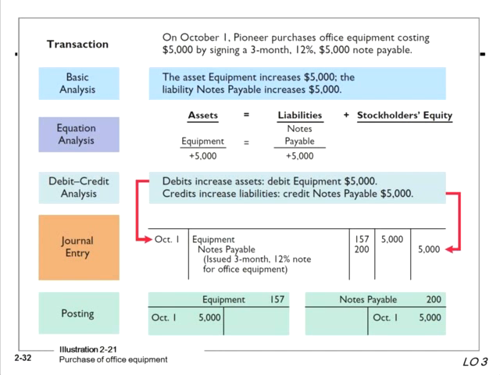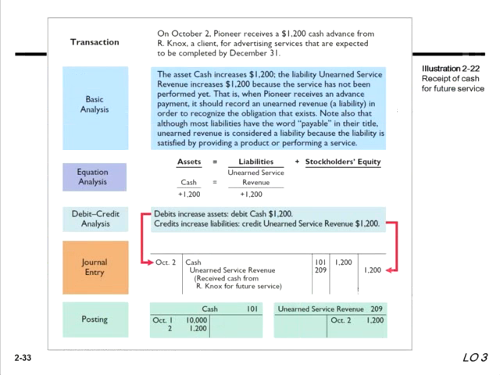Equipment is an asset. It's going to go up, and notes payable is a liability. That will go up as well. So as you can see, we're going to debit equipment for $5,000 and credit notes payable for $5,000. And then you can see the posting. The equipment account gets a debit posting of $5,000, and in notes payable we post a credit of $5,000. And once again, you notice the debits and credits are equal.